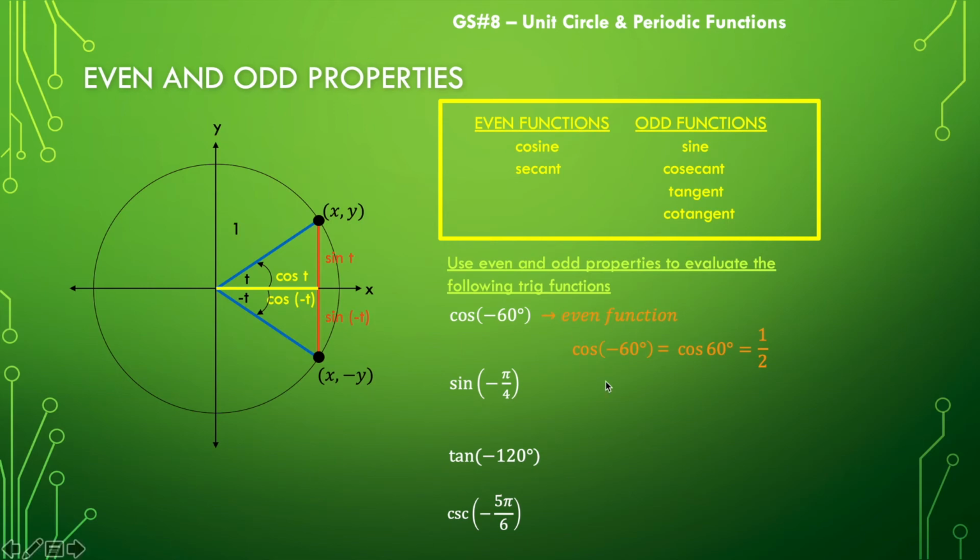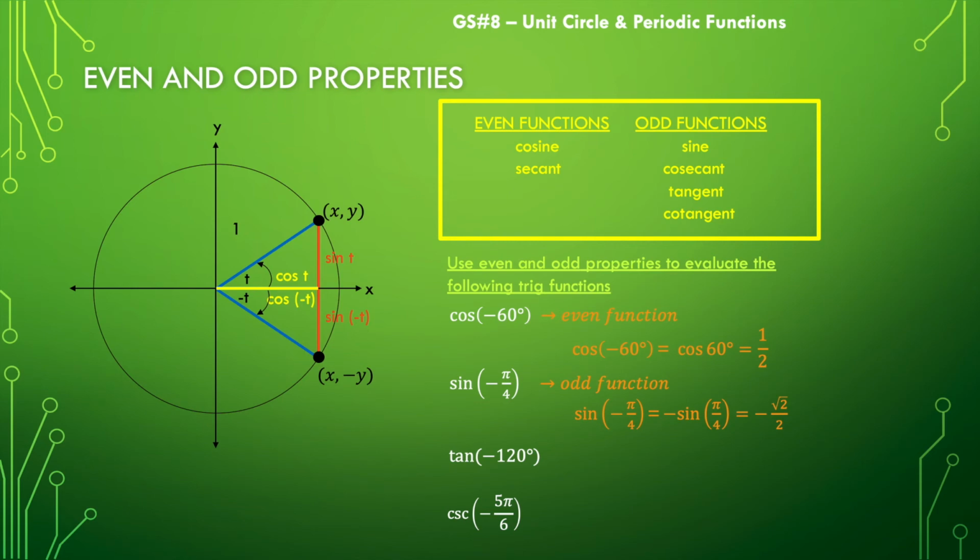Now, if we look at this next example, sine of negative pi over 4, sine is an odd function, so the sine of negative pi over 4 will be the same as negative sine of pi over 4. And if I know what sine of pi over 4 is, which is root 2 over 2, I just put a negative out in front of it, so both of these expressions are equal to negative root 2 over 2.